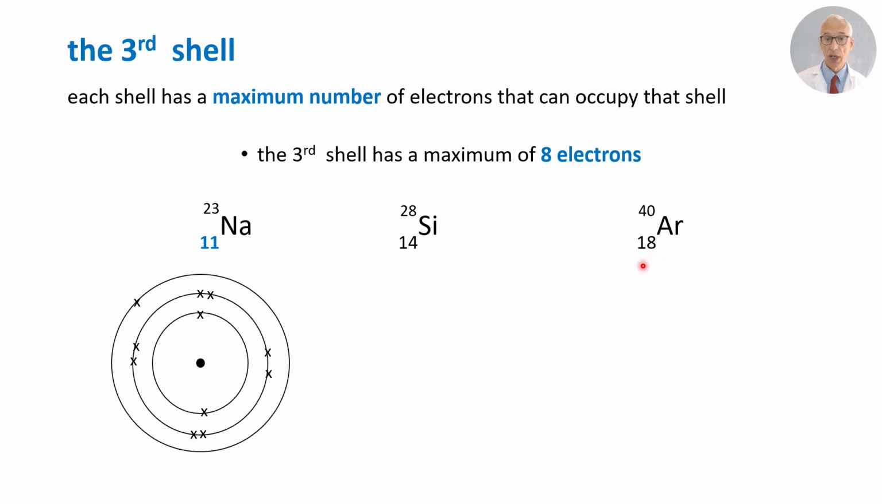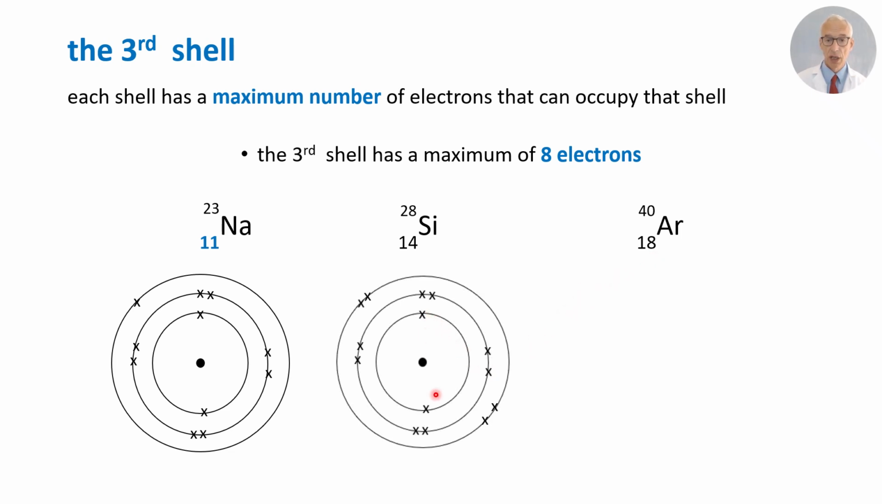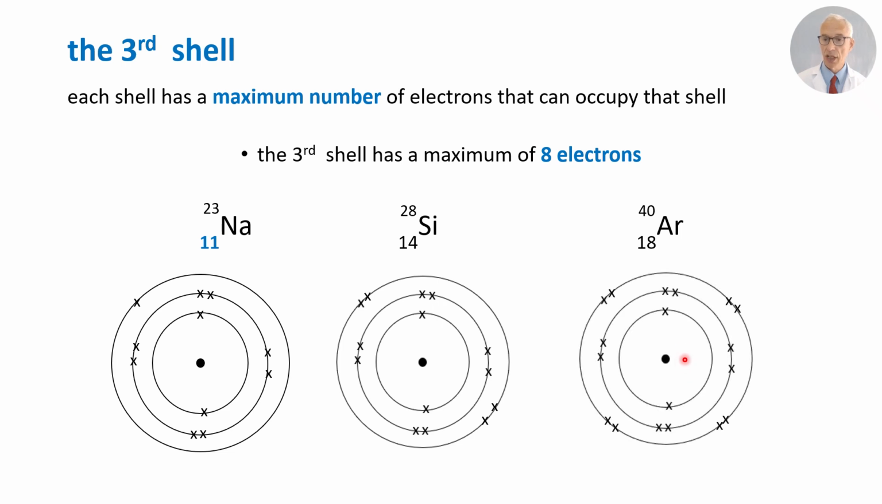Okay, so here is silicon. 2, 4, 6, 8, 10. And there are 4 left over that go into the third shell because there's a maximum of 8 in the third shell, so it can accommodate 4 without any problem. Argon, 18 electrons, 2 in the first, 8 in the second, and 8 in the third. So once again, we would say that argon has a full outer shell. That is, no more electrons can be placed in the third shell of argon.